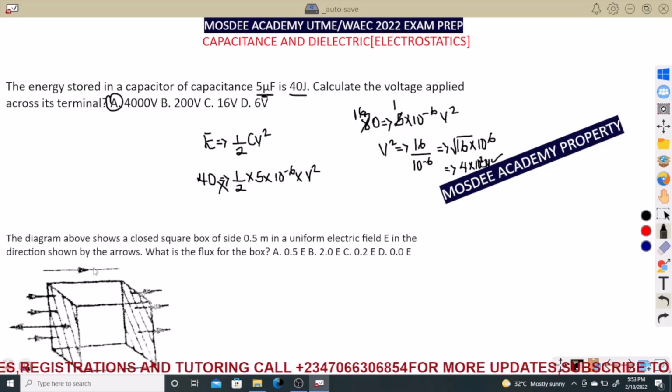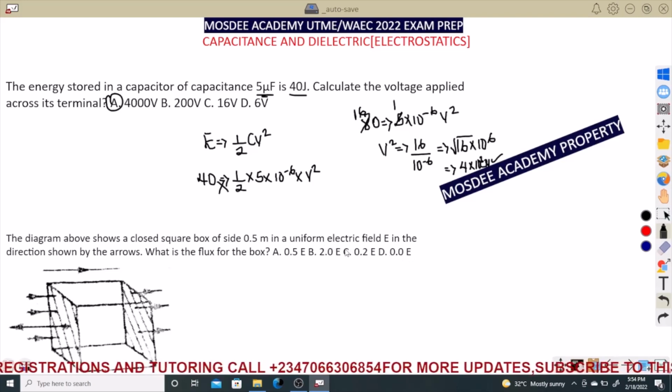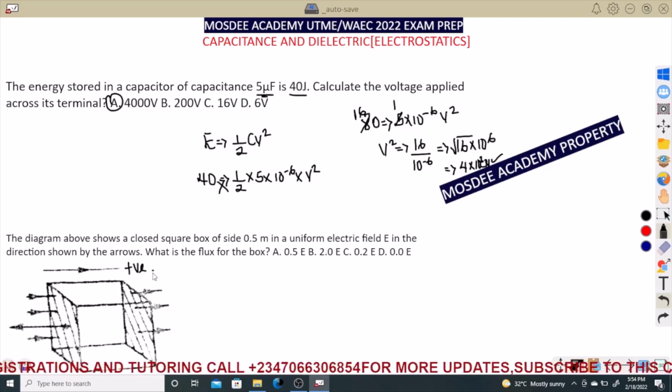Then the next question: the diagram above shows a closed square surface or box of side 0.5 meter. That is the length. You calculate the area covered in a uniform electric field E in the direction shown by the arrow. The direction is pointing out. You can talk about this as positive charge. I hope you understand that.